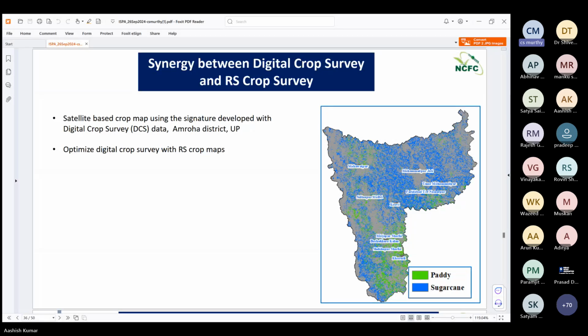Eventually, because digital crop survey is very expensive, logistically and time-wise, we want to reduce the dependence on it, at least for major crops. So why can't we use remote sensing maps, for example for at least the major 5-6 crops, so that we need not do digital crop survey for those crops? For the remaining crops, we can do the digital crop survey. In this way, we are planning to optimize and harmonize the two survey systems.